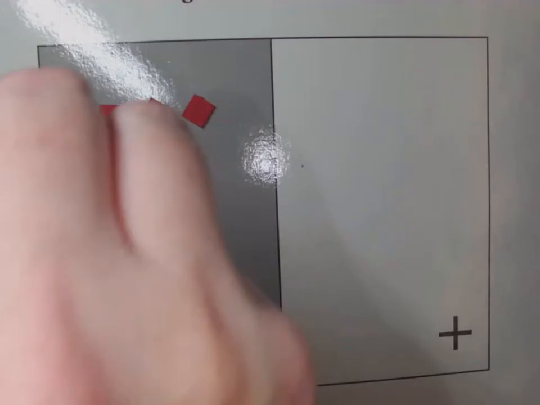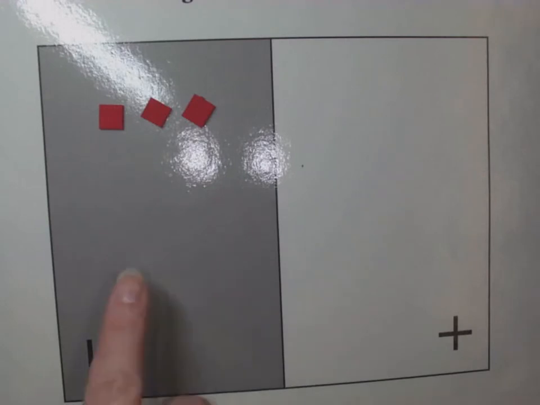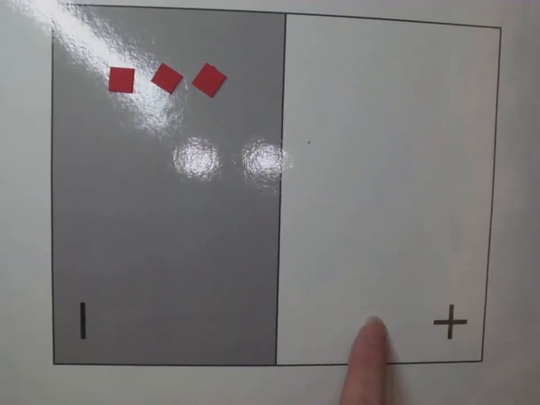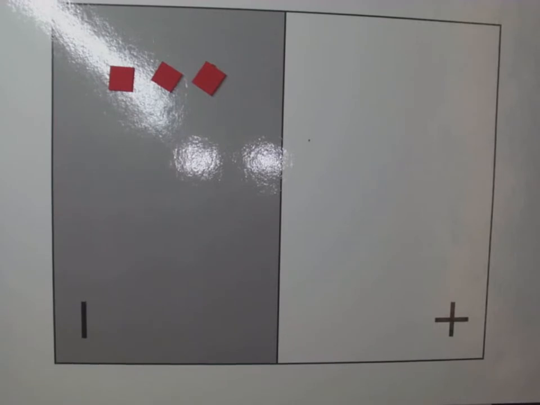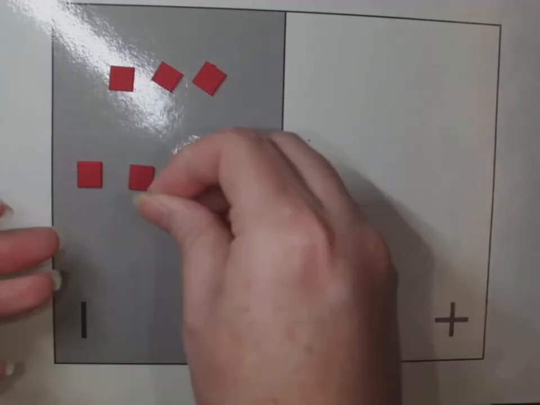By the way, you wouldn't have to use a different color here because with these mats, we're indicating whether they're positive or negative based on the mat. So it's kind of questionable if you have to use your negative blocks, but I like to. Okay, so we have negative 3, and then we're adding 3 more negative 5s.